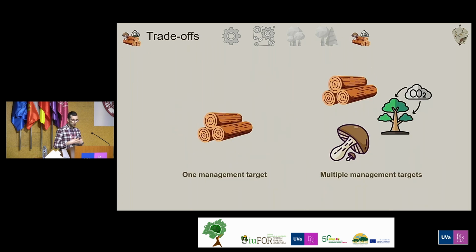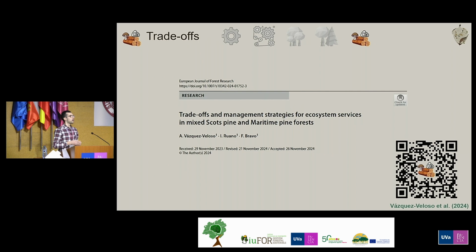And then another implication for management is our targets. So normally, when we think of silviculture, we are thinking of getting one goal that can be, for instance, to promote the timber productivity. But now we are thinking more of multiple management targets. So we can have, for instance, good fire prevention, we can promote carbon sequestration, we want to collect fungi, we want timber, we want a lot of things. And we cannot have everything at the same time.